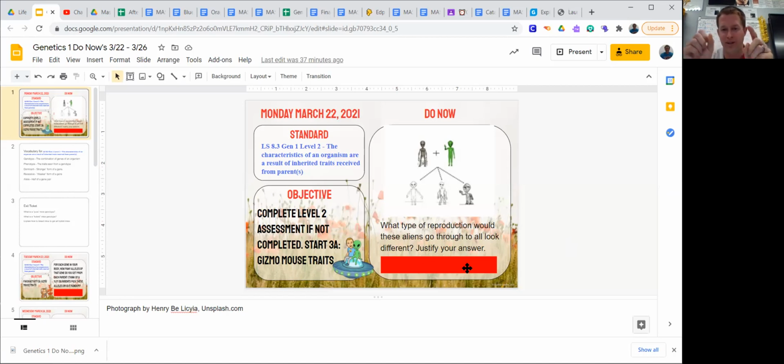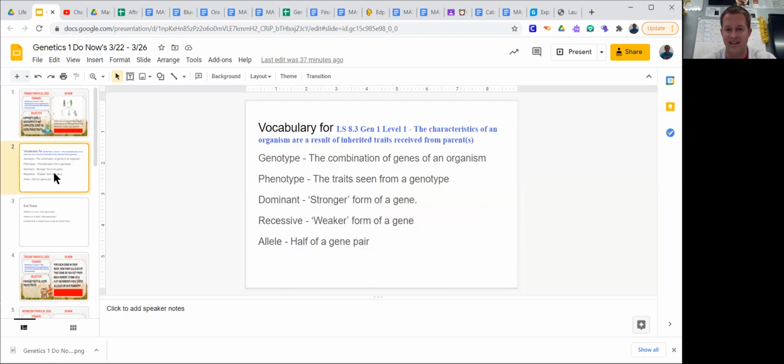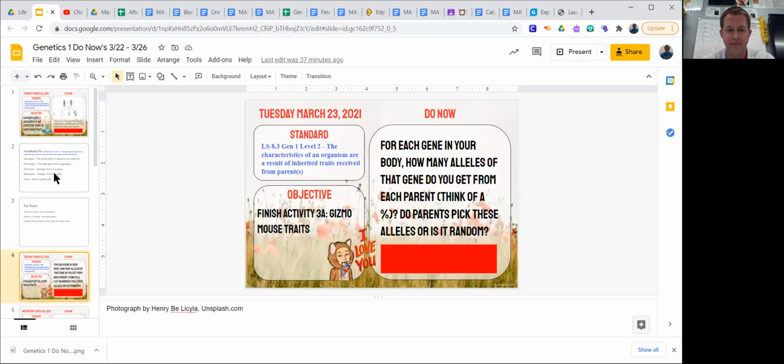The reason it's sexual reproduction is because of the law of independent assortment. You'll get one allele from each parent. So all of the offspring will get a combination of alleles that are a little bit different. So that's why they look similar to their brothers and sisters, not exactly like them. Make sure you look over the vocab for Friday.